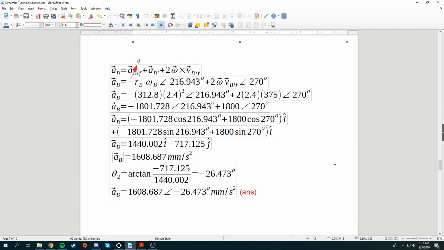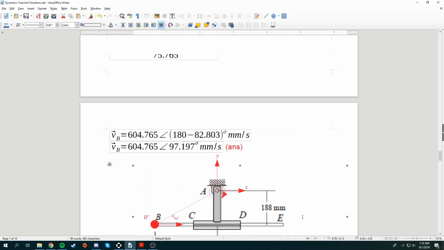So very simply I can solve for the acceleration of B, and I find the acceleration of B to be 1608.687 in the negative 26.473 degrees direction. So that will be all for question 4.